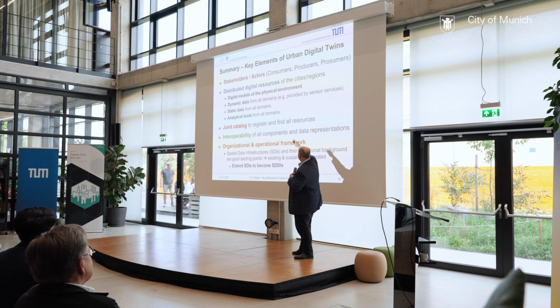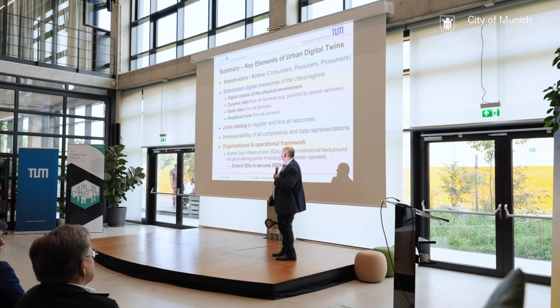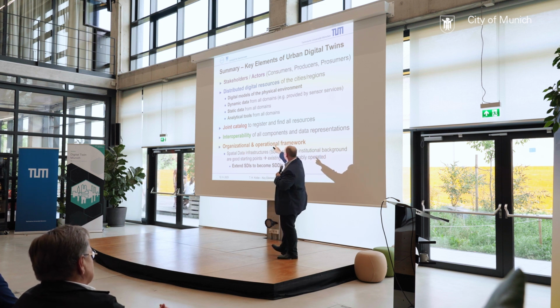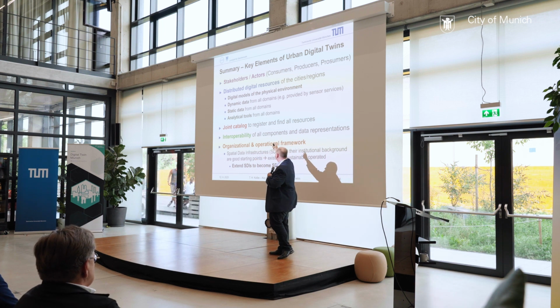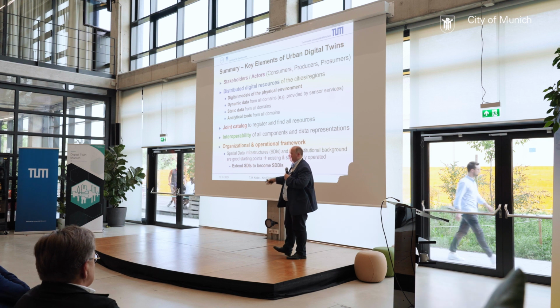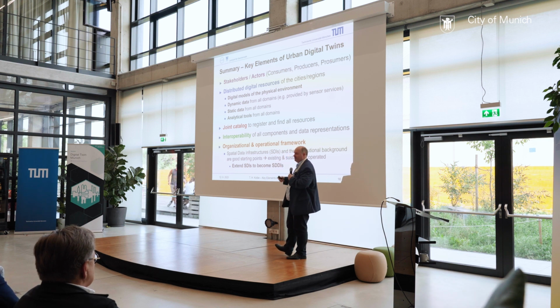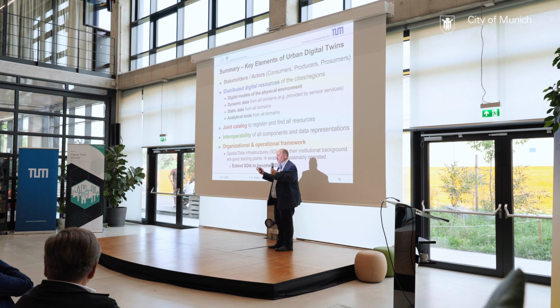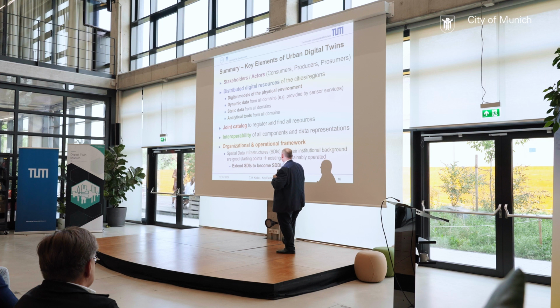Second, we have distributed digital resources. There, one important thing I mentioned in the very beginning is digital models of the physical environment. But then we have dynamic data from all domains, static data from all domains, analytical tools from all domains. So you really have to think about how to manage that in an interoperable way, because interoperability is also one of the key messages here. And the joint catalog helps you to get informed and get everybody knowledgeable about that.